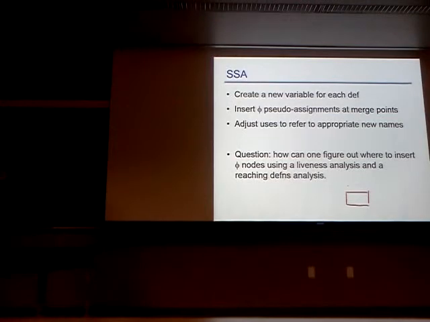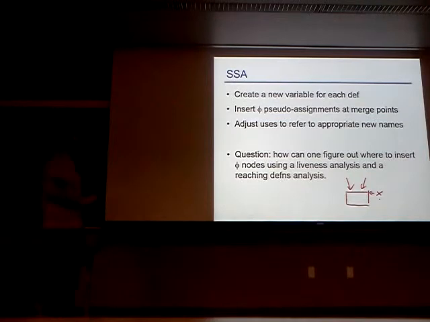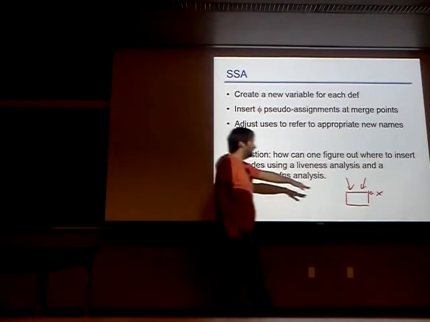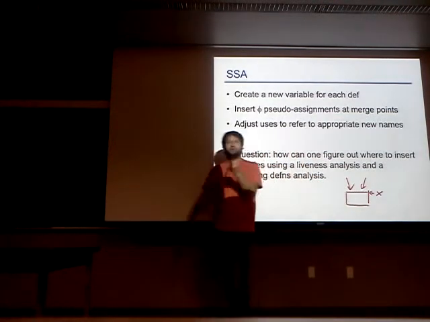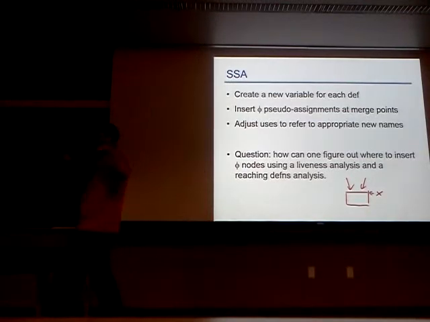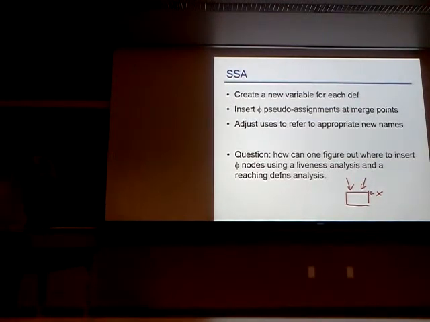Well, if you find a merge point, and there's a variable called x which is live here, and it has multiple reaching definitions, then you probably need to insert a phi node for that x here. Because it means that you're at a point where you can come from two different places, and there are reaching definitions along both sides. Okay?